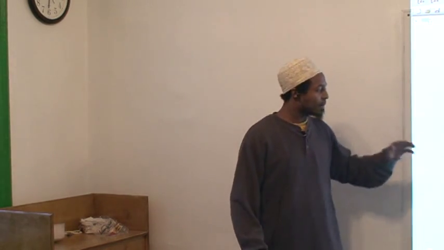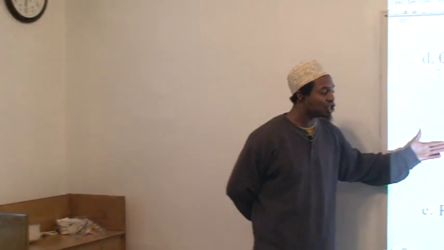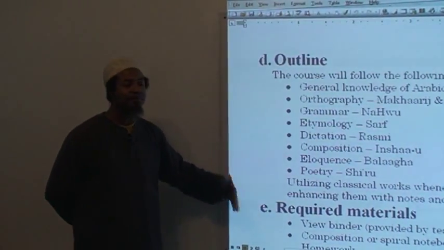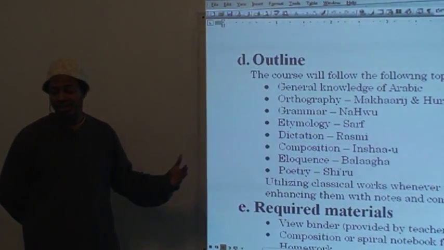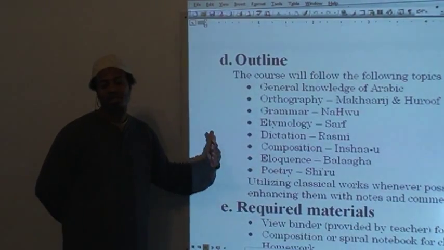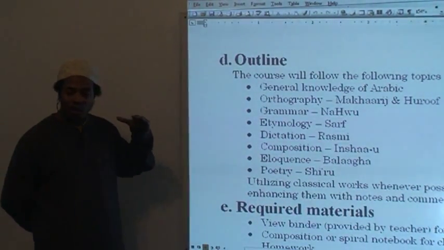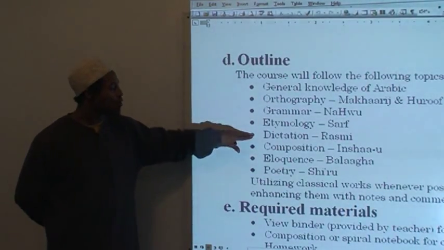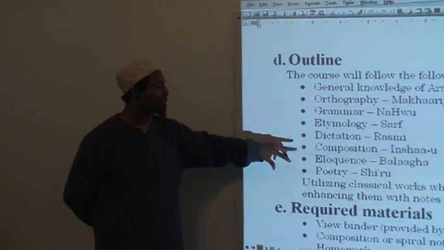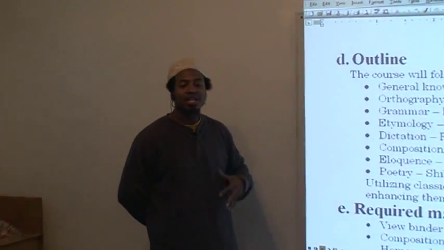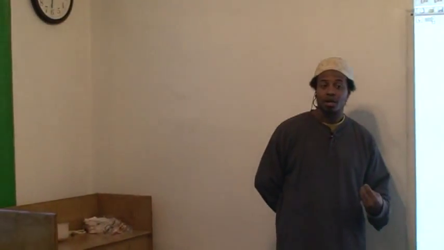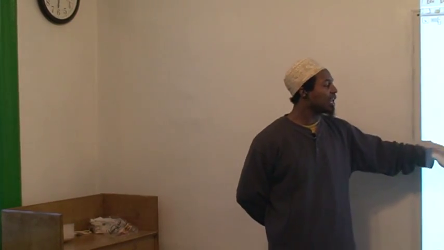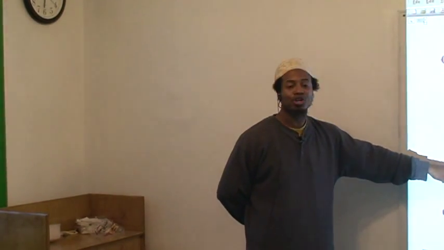Fatadabbaru. Think about that. Rasmi, which is dictation, and these definitions are mine because a lot of these things have not been translated into English, so this is how I express these terms. Wallahu a'lam. Someone would come after and say, well, there's a better term for that. Okay? Rasmi, generally it's dictation. Insha'u is composition, how to speak properly and clearly. Eloquence is balagha, and poetry is shi'ru.